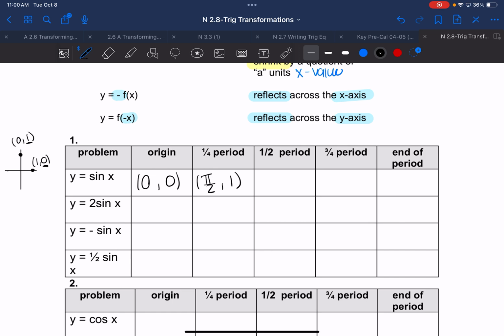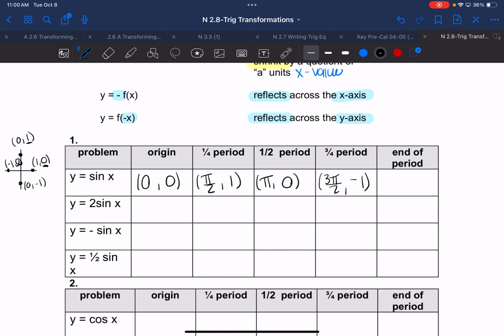Okay? Next would be over here at this point, which is -1, 0, and that's at pi. So I'm only concerned with the y value, and what's the y value there? 0. Okay? Then I would be down here at this point, which is 0, -1, and that's at 3 pi halves. So if y is -1, what are we going to get for sine?